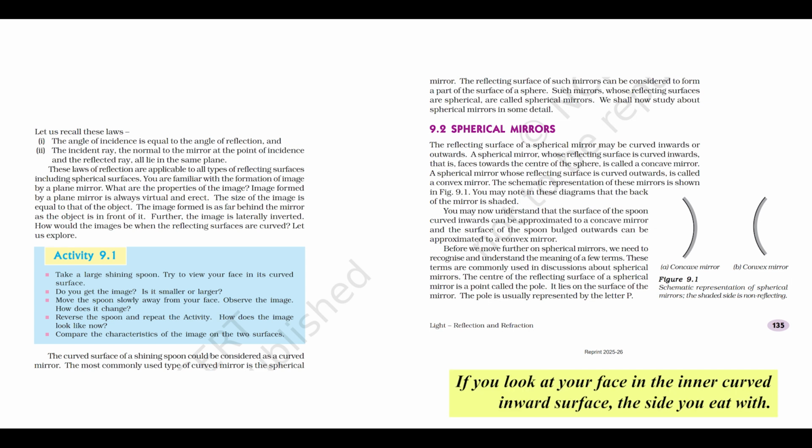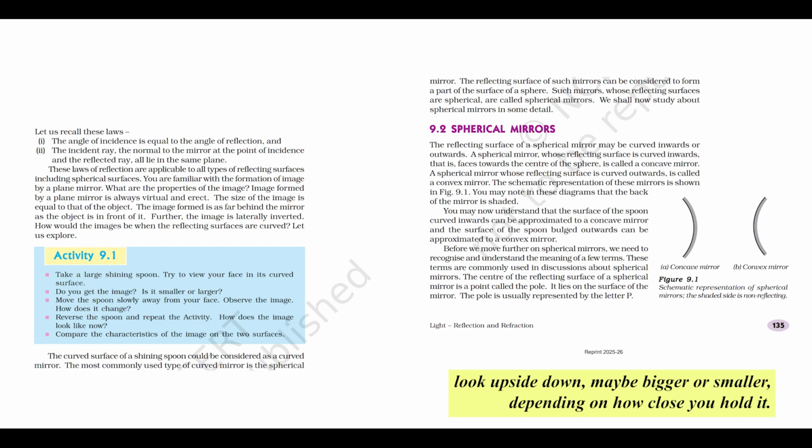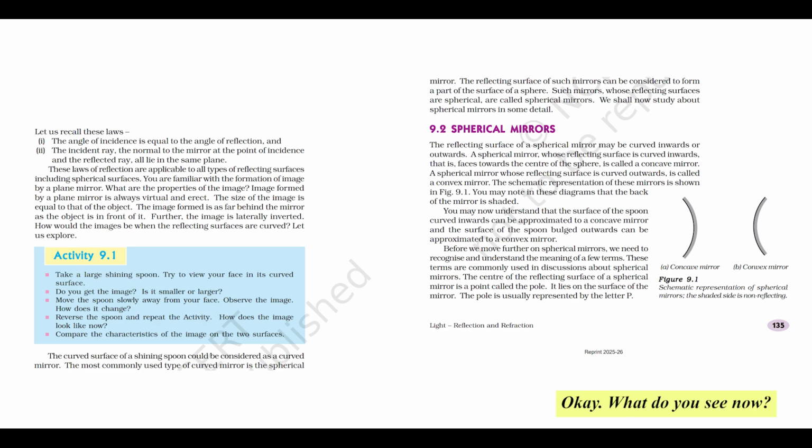If you look at your face in the inner, curved inward surface, the side you eat with, yes, that side, you'll notice your image might look upside down, maybe bigger or smaller, depending on how close you hold it. Now, flip the spoon over and look at the outer, bulging outward surface. Okay. What do you see now? Probably an upright image, right? And likely smaller. And you can probably see more of the room behind you reflected. Yeah, definitely upright and smaller. And I can see more around me.